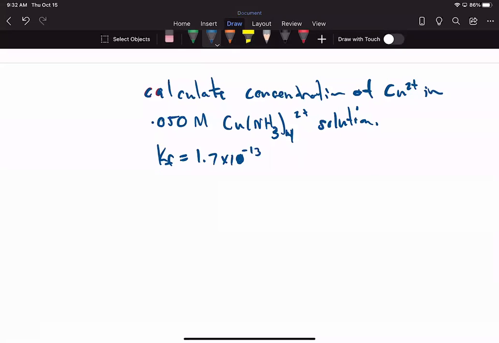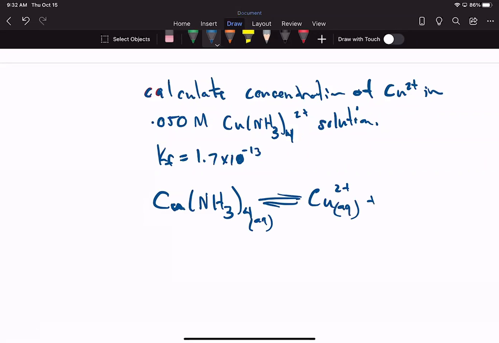So because we're given the KF now, we're writing it this way. I have copper here. This is my formation constant provided. So we are going to write it differently. Aqueous. We're going to get some copper 2 plus aqueous plus we're going to get 4 ammonia, also aqueous. So here, the KD is opposite of the KF, right?